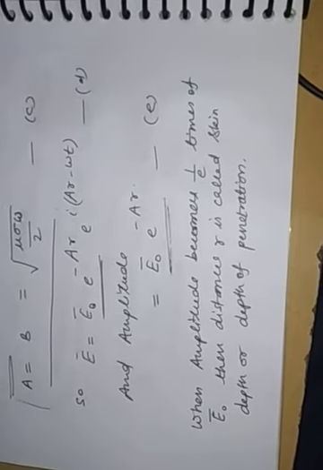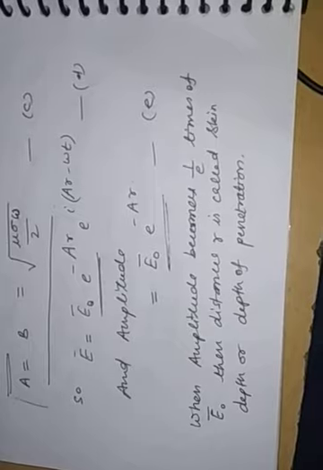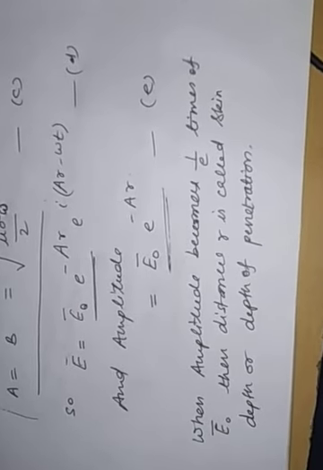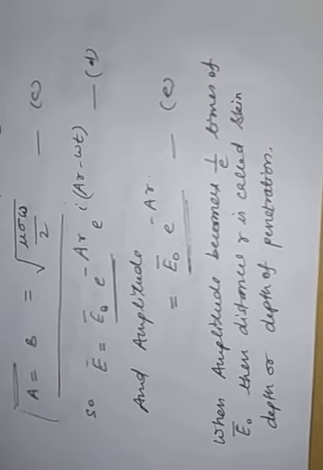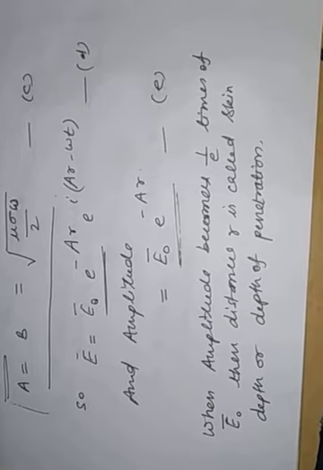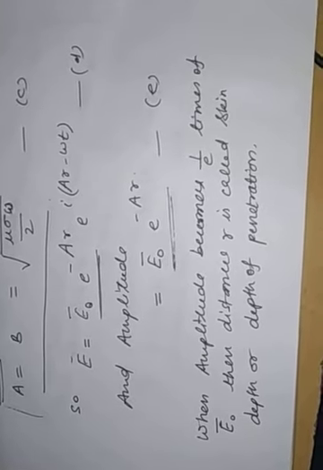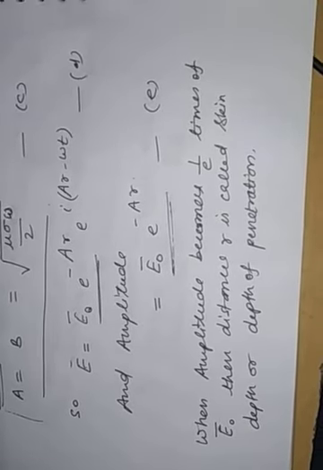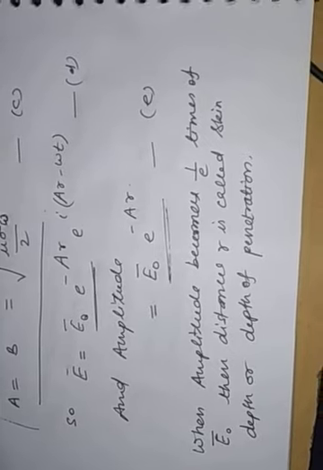After that there will be an exponential decrease in the amplitude, and overall wave propagation will be very difficult in the medium. So that distance up to which the maximum amplitude reduces to 1 by E times its original value. How will you define the original value?